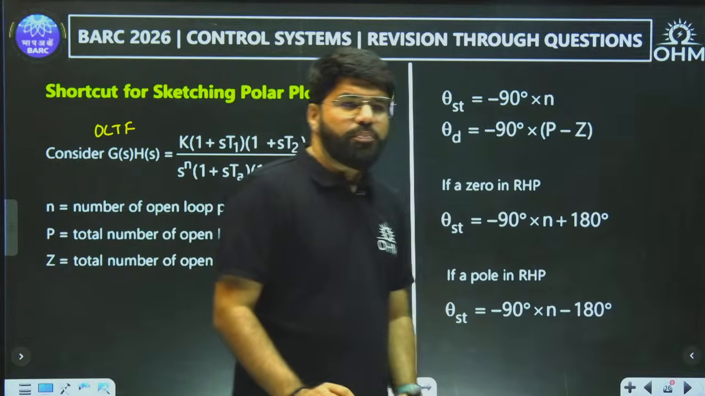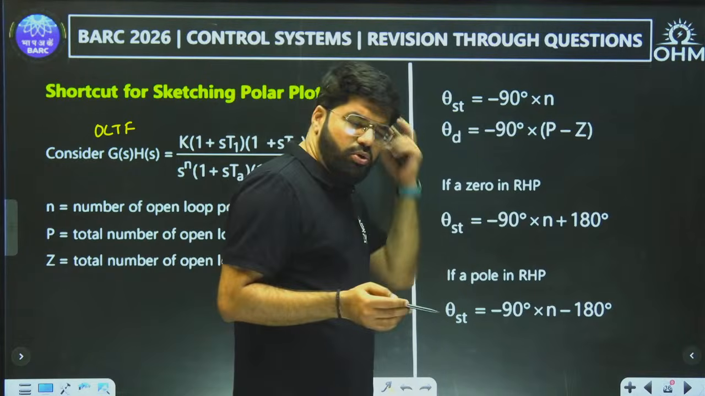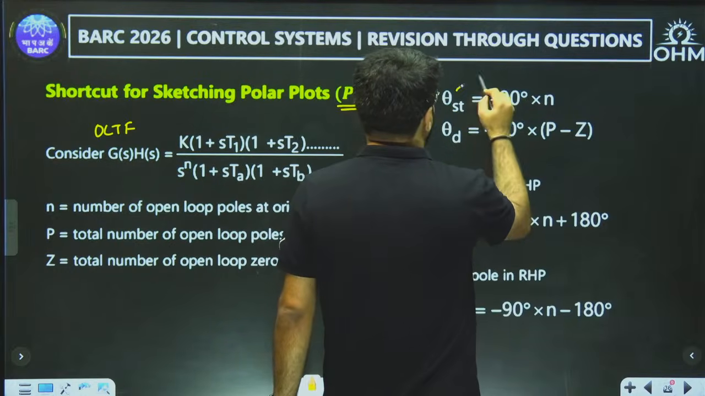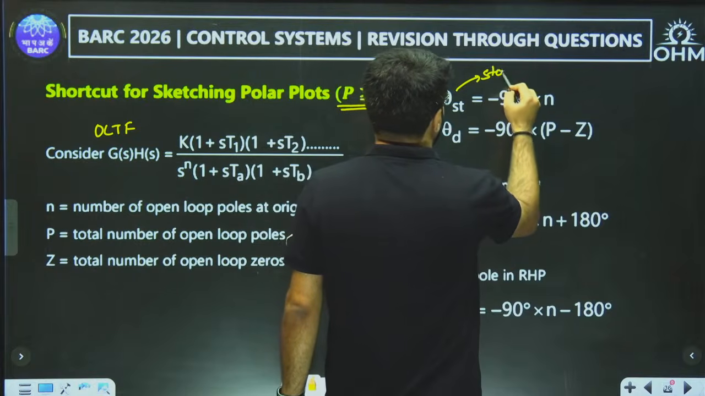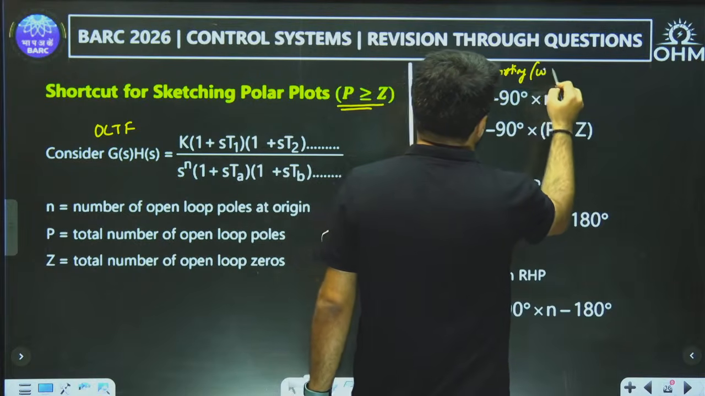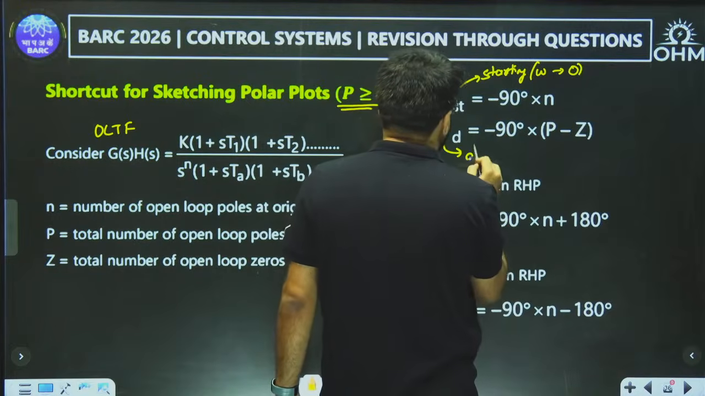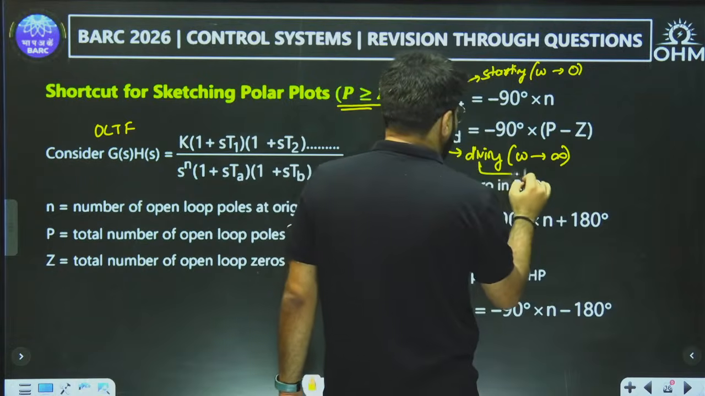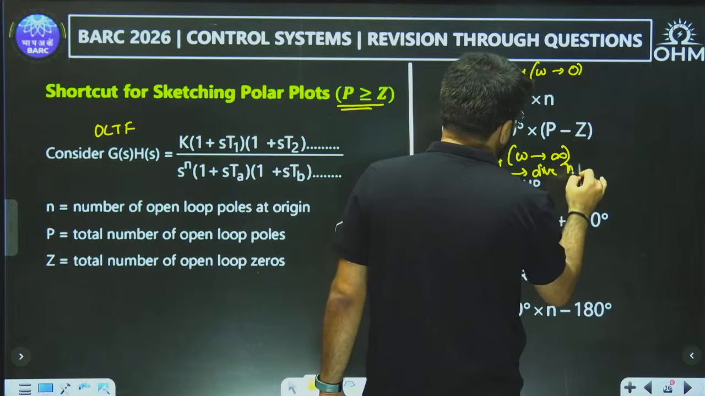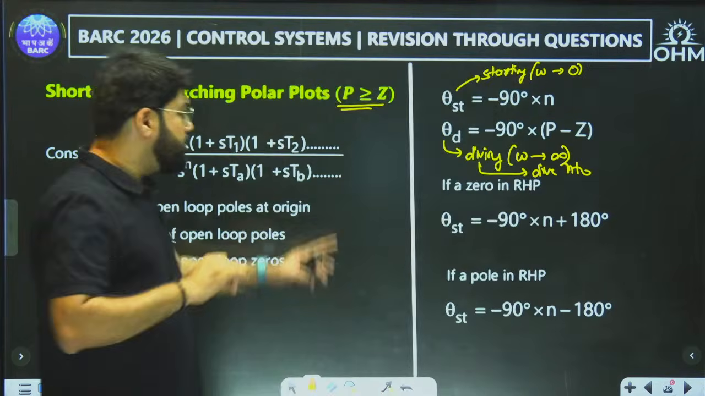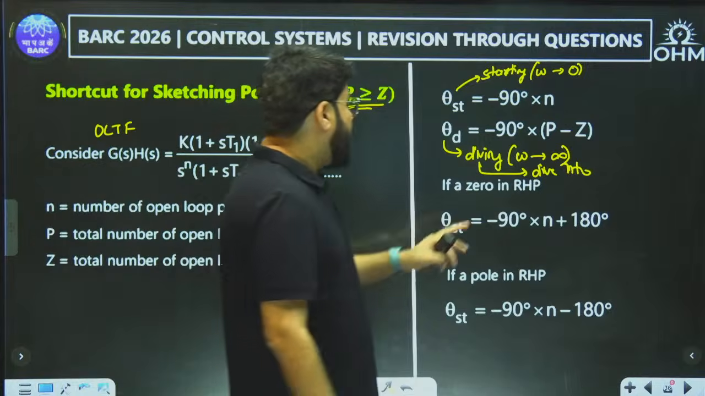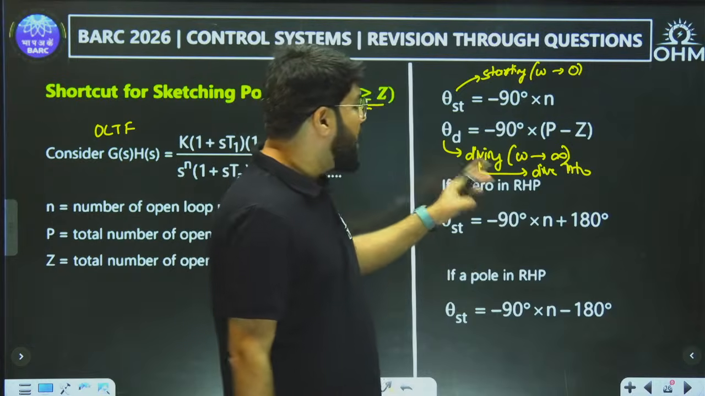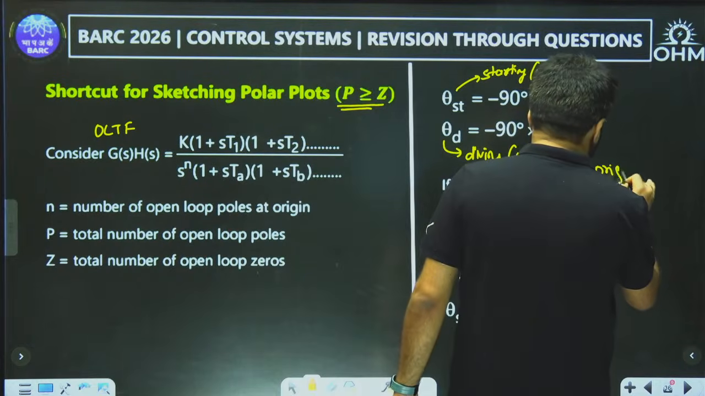Now, polar plot, especially for MCQ questions. Other than MCQ you can still draw a rough curve, but for MCQ this is very useful. The starting and diving angle. Starting, this is theta st, means for omega tending to 0, and theta d is diving or terminating, I call it diving, for omega tending to infinity. Diving means dive into origin, because for omega tending to infinity and for p greater than z, the denominator degree is more than the numerator degree, so the magnitude is 0, and magnitude 0 is origin, so you dive into origin. That is the way I write it.